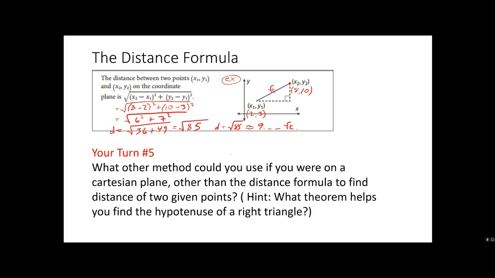Number 5. What other method could you use if you were on a Cartesian plane, other than the distance formula, to find the distance of two given points? Hint: what theorem helps you find the hypotenuse of a right triangle? Remember, this is a right triangle. Could you find the difference to find the length here? Could you find the length from here? And then what could you use to find the hypotenuse? It's a theorem, and I know you learned it. So ask your group, talk about it, see if there's another method.